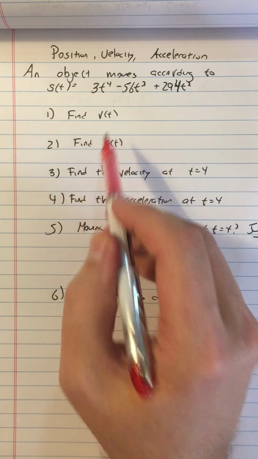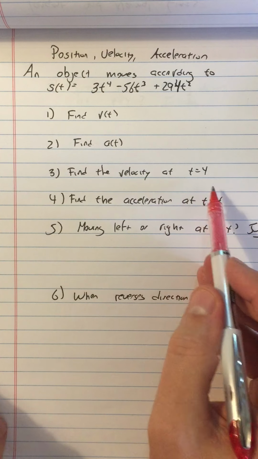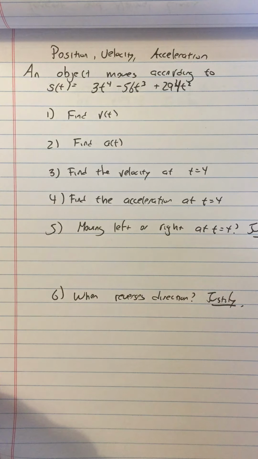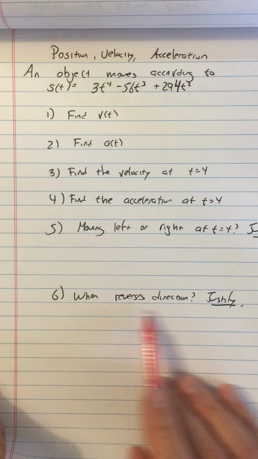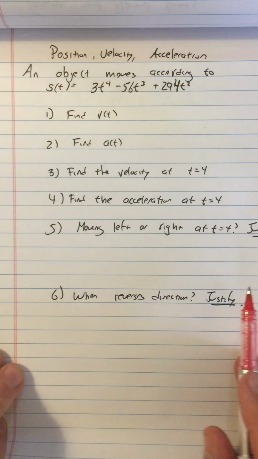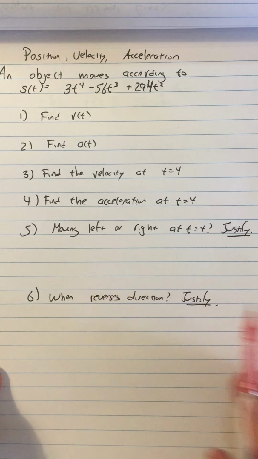We're supposed to find v of t, a of t, find the velocity at t equals 4, the acceleration at t equals 4, moving right or left at t equals 4. We're going to justify that. And when does it reverse direction? We're going to justify that. We're actually justifying everything. Always.